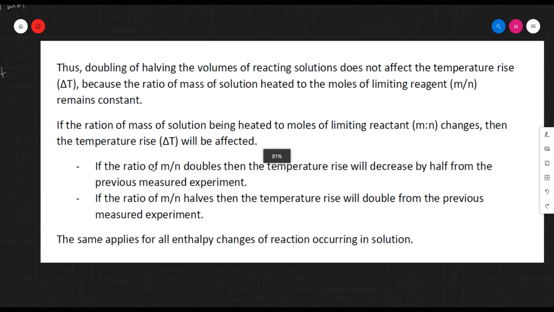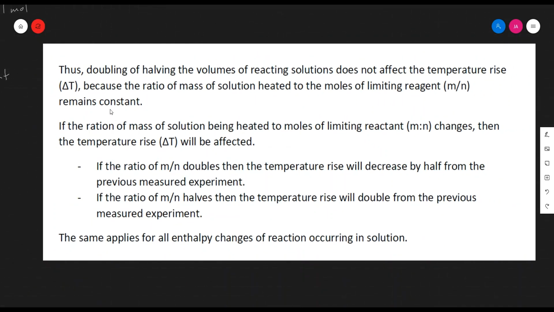I've summarized these points here. Thus, doubling or halving the volume of reacting solutions while keeping their concentrations constant does not affect the temperature rise, because the ratio of mass of solution heated to the moles of limiting reagent, mass over moles, remains constant as stated previously.